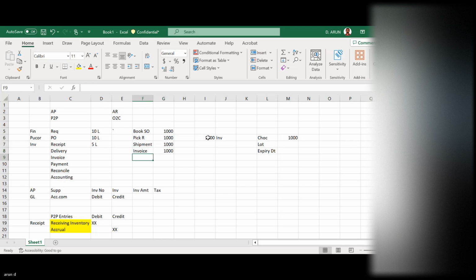Okay. So till this point, I wanted to have this as one switch because I'll do the pick slip. So I'll receive the order. Once the manufacturing is done, I'll do pick release immediately.